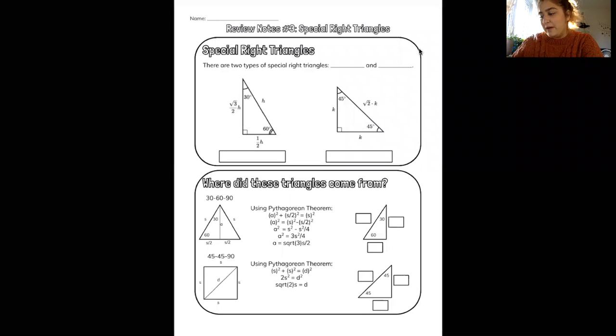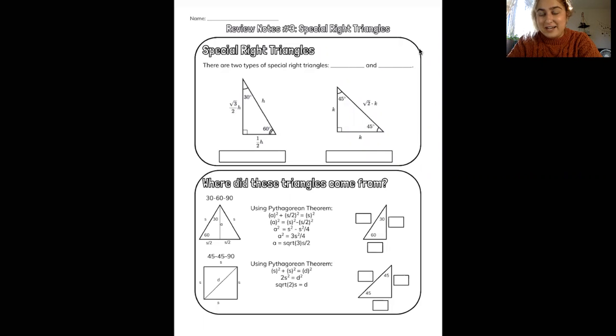So we've reviewed the Pythagorean theorem. We've reviewed some trig functions like sine, cosine, and tangent, right? And those are all useful tools in our toolbox if we're looking for a side or an angle of a right triangle, right? It has to be a right triangle.